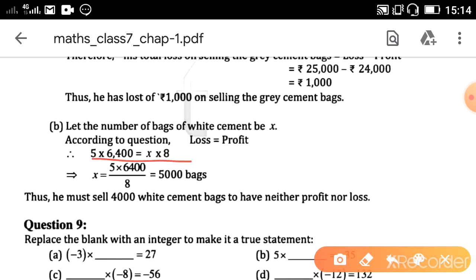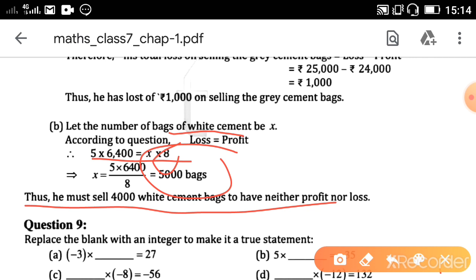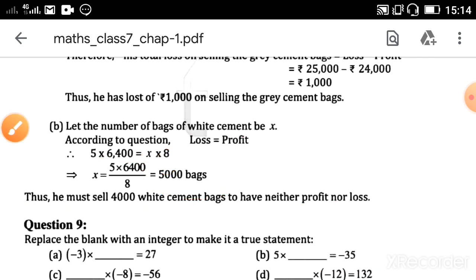Now find the value of X. We have to find the number of bags. Here X is equal to the bags of white cement. This 8 is in multiplication, so transposing it to the other side, it will be in division. Solve it, and you will get the answer 5000 bags. Thus he must sell 5000 white cement bags to have neither profit nor loss.